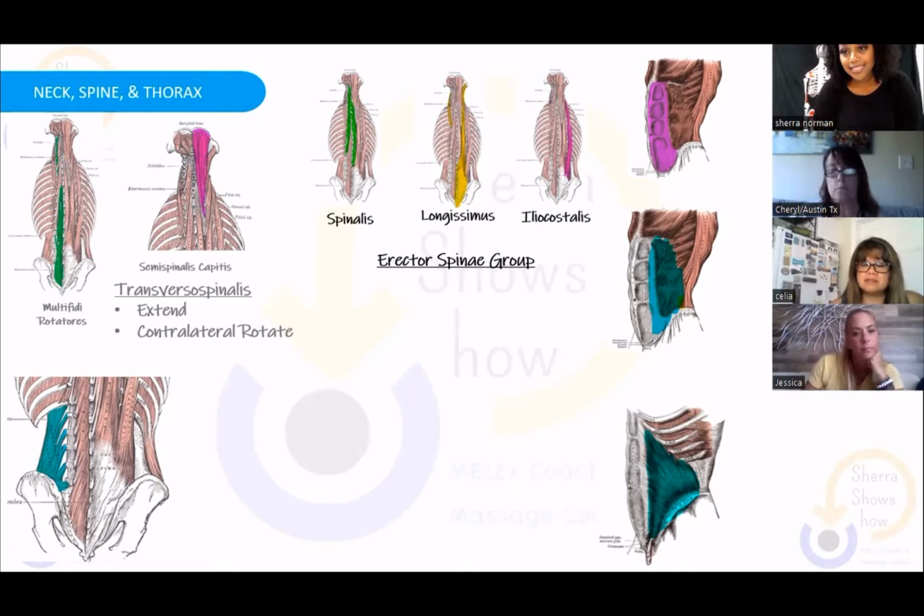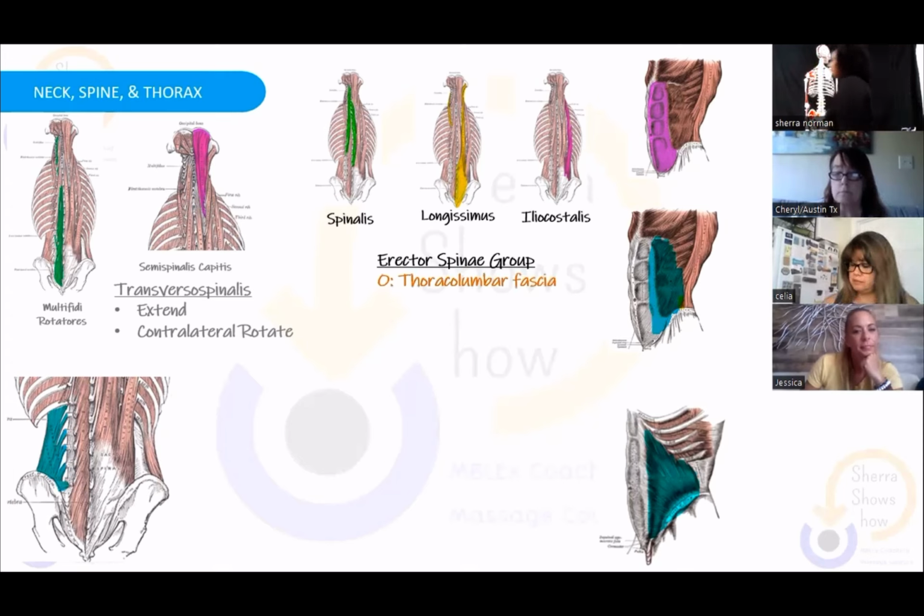And then iliocostalis is the most lateral. It's on the coast, if you will, costalis, right? Goes to the ribs. Iliocostalis, from the ilium up to the ribs, underneath the scapula, okay? So spinalis, longissimus, iliocostalis. Some people like the mnemonic, I love spines, and that's working from lateral to medial, okay? They all start on the thoracolumbar fascia.